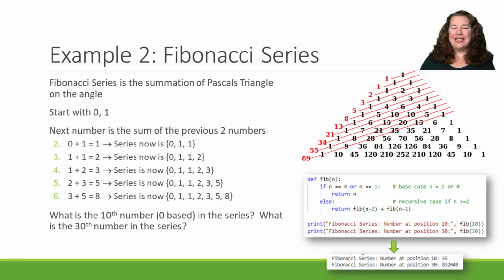If I have the second index, it's going to be 0 plus 1, or the 0th index plus the first index. In this case, I can run a recursion with Fibonacci to say, return Fibonacci of n minus 2 plus the Fibonacci of n minus 1, or essentially the index that's 2 away and the index that's 1 away from the index I'm looking at.